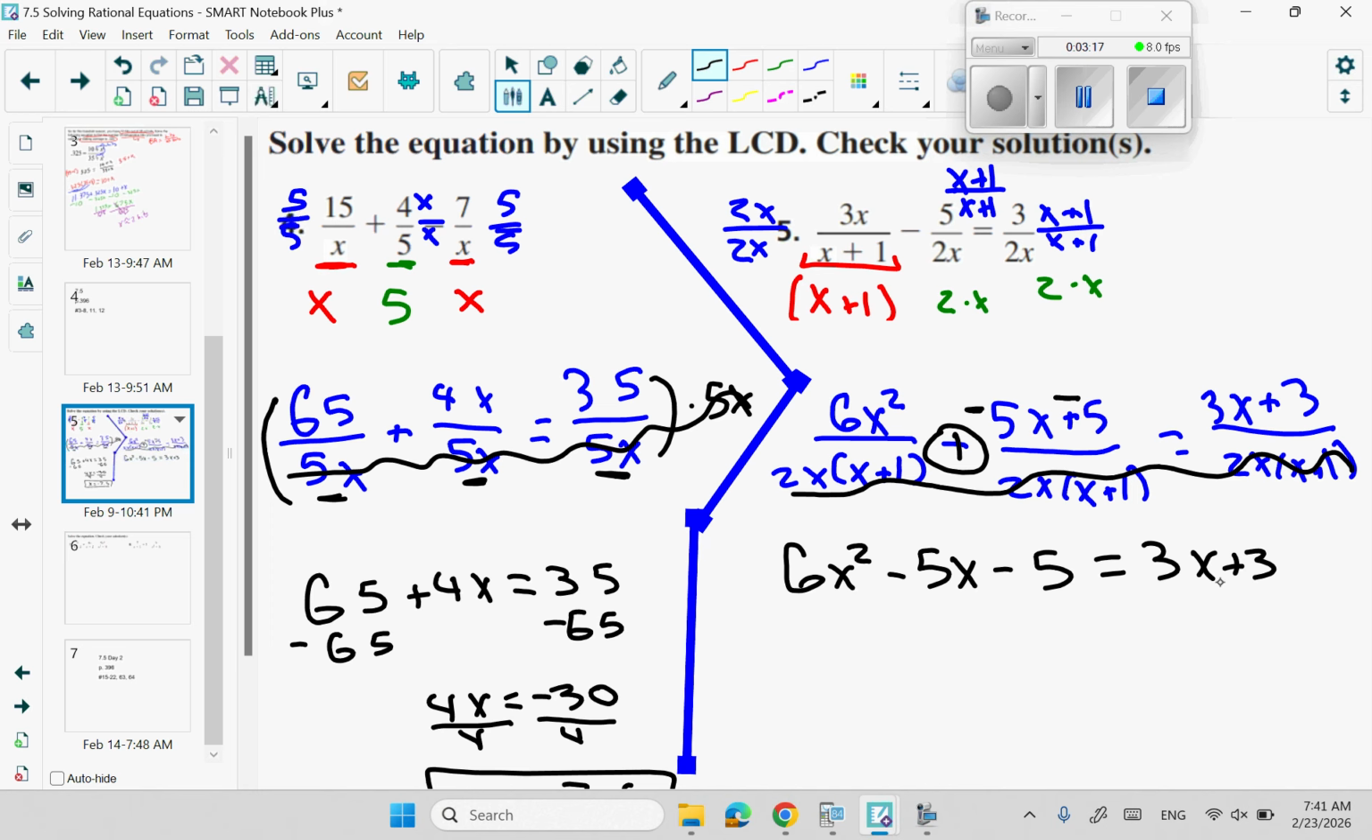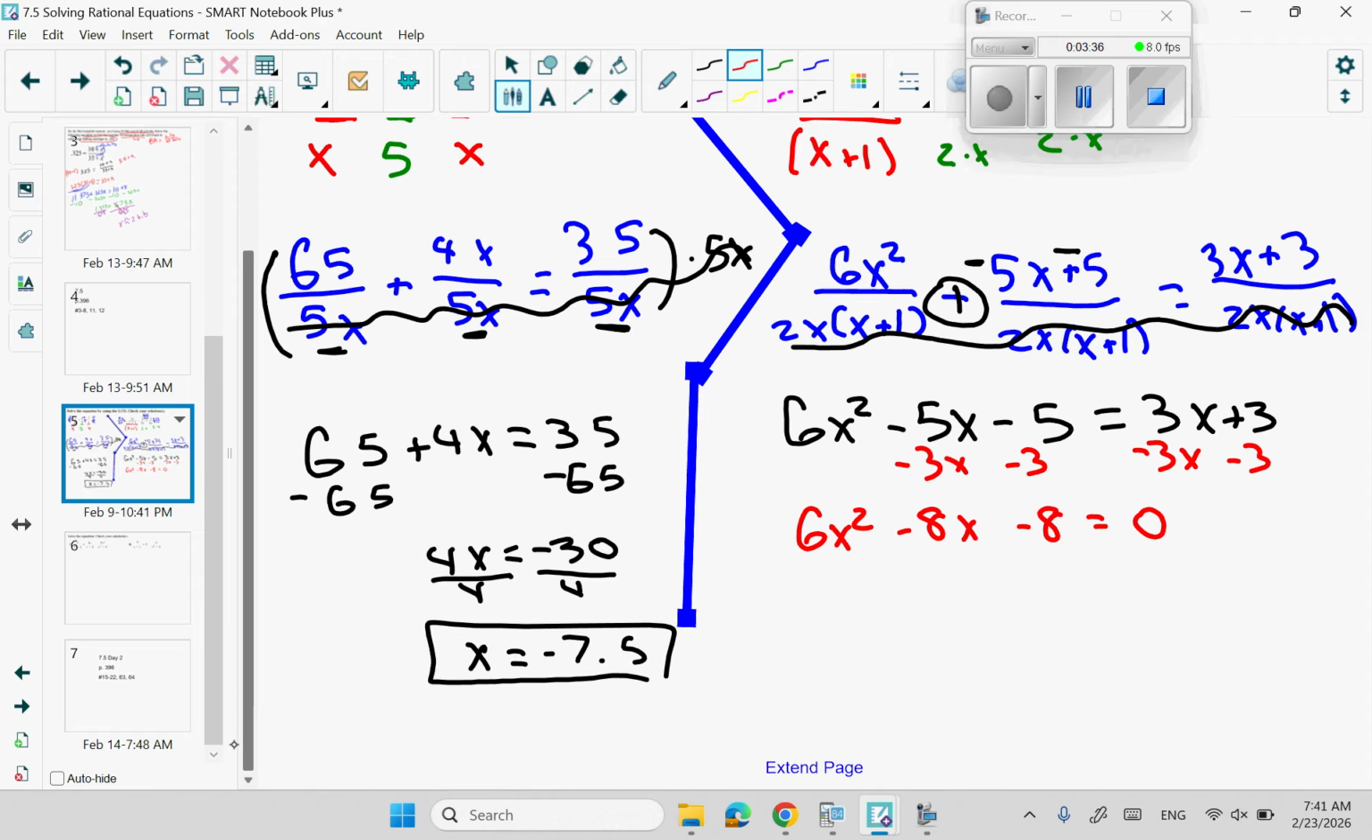Here, I should notice that I have x squared and regular x's. So I'm probably going to solve by factoring, which means I'm going to want to get them all together. So I'm going to subtract 3x and 3 from both sides. So I'm going to get 6x squared minus 8x minus 8 equals 0. What can I take out of all three of these things? Well, I can divide them all by 2. And from here, I would try to factor.